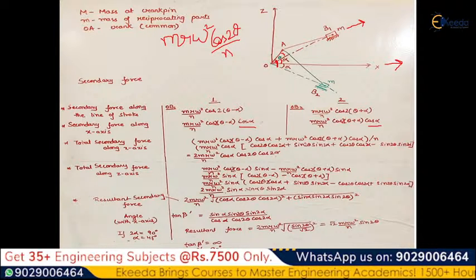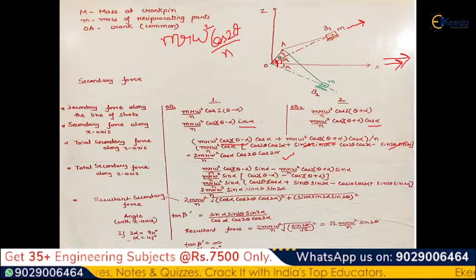So the total secondary force along the x-axis will be the addition of these two, right? And we expand this, 2 cos(2θ − α) and cos(2θ + α). The sine factor gets cancelled out, and we get this value, which is 2mrω²/n cos α cos 2θ cos 2α.